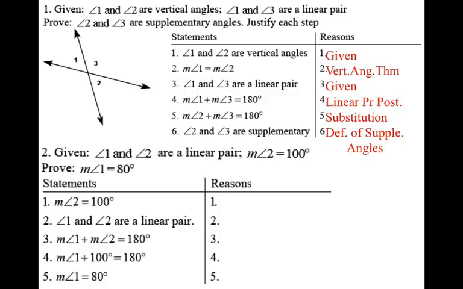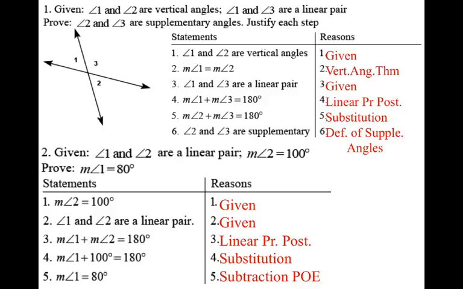On number 2, we're given that measure of angle 2 is 100 degrees, and we're also given that angle 1 and angle 2 are a linear pair. So how do you know step 3, that the measure of angle 1 plus the measure of angle 2 is 180? That's our linear pair theorem that says if they're a linear pair, then they're supplementary. So in other words, they're going to add up to be 180. So that's our linear pair theorem. And then from step 3 to step 4, all we did was change measure of angle 2 to 100. So that is substitution. And then to go from step 4 to step 5, we subtracted 100 degrees from both sides of the equation. So when you subtract the same amount from both sides of the equation, it's the subtraction POE.